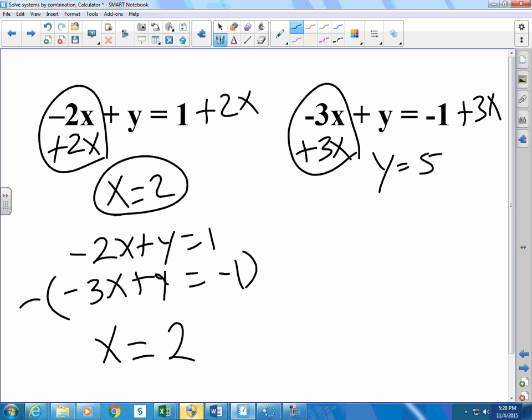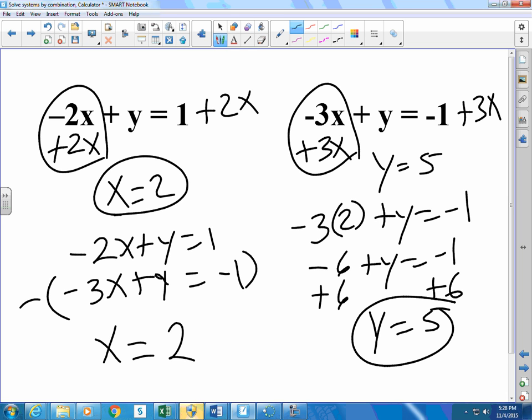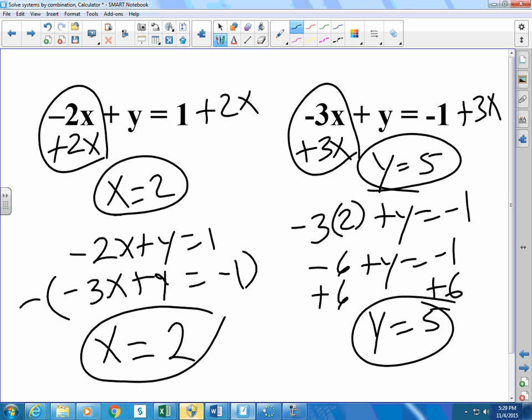And then we can plug that back into negative 3 times 2 plus y equals negative 1. So negative 6 plus y equals negative 1. We can add 6 to each side, and y equals 5, which is what we got. So by combination or by graphing calculator, it would be the same answer if we solve it by substitution, which is what we have mainly done.